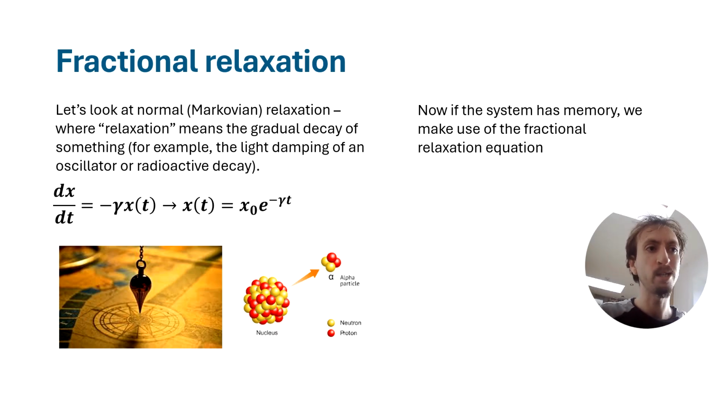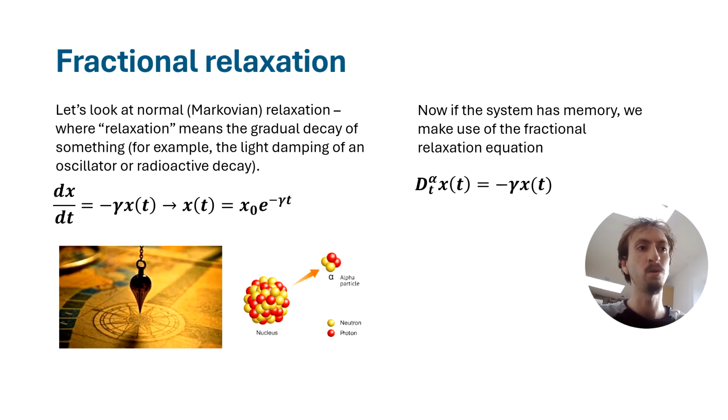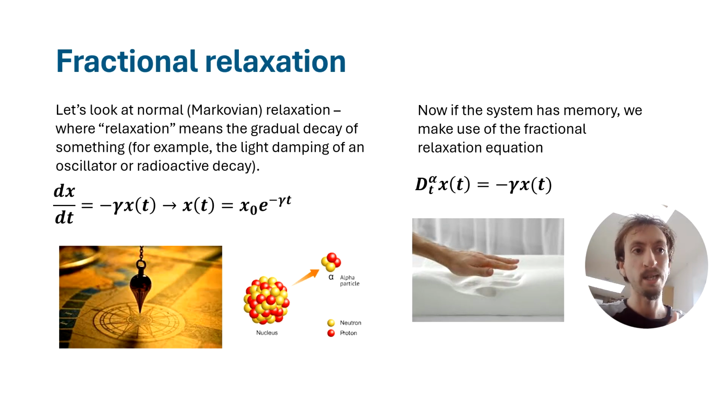So, as I said, if a system has memory, we use fractional calculus, and if we're dealing with a relaxation, we use the fractional relaxation equation, which looks like this. So all we've done is replace an ordinary derivative with a fractional derivative operator. An example of where you might use this is if you're designing a mattress to sleep on, because nowadays there are loads of adverts of mattresses with memory. That is the big thing.